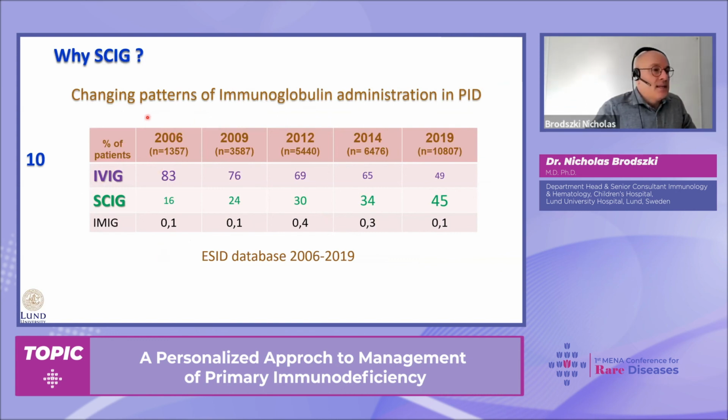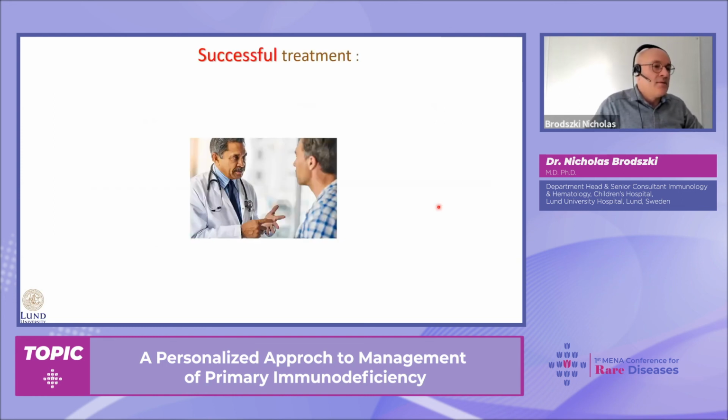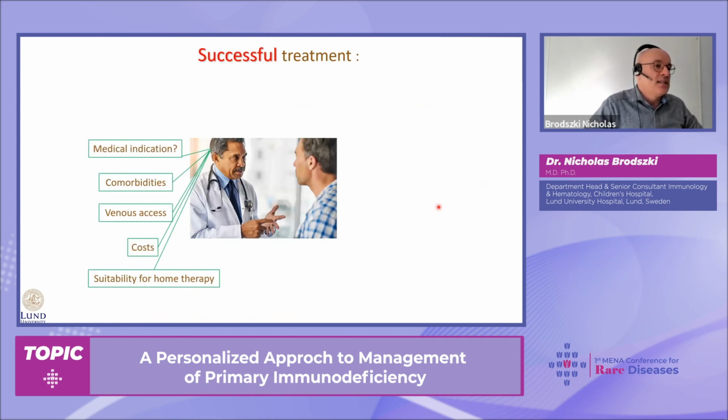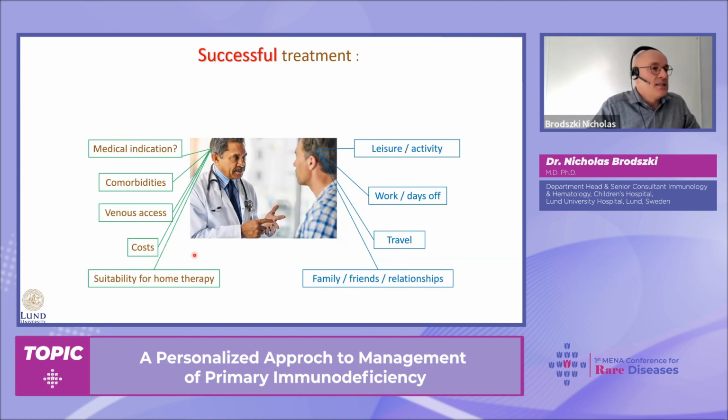However, in the end, you also have to not forget this, that we have in our hands all the medical indications, the comorbidities, venous access, the cost, if this patient is suitable for the home therapy. However, don't forget that the patient has totally different goals in his mind. How can they travel? How will it affect leisure and activities, work? How about family? So in my opinion, the most important thing is that you have to actively involve your patients in the process of choosing the treatment option.